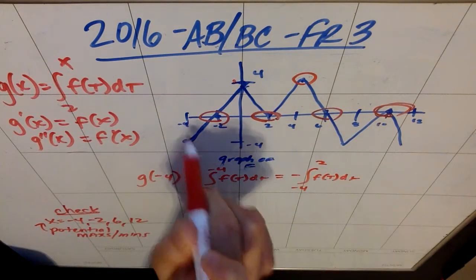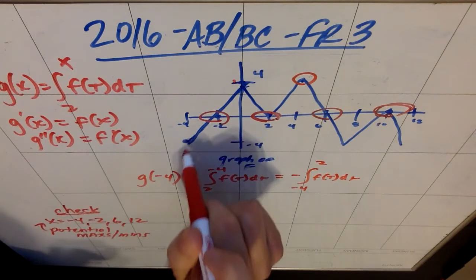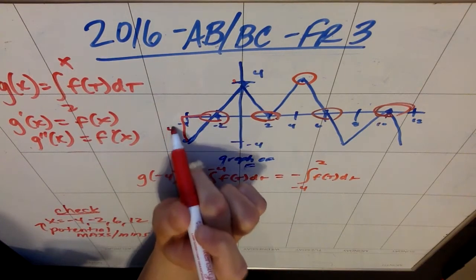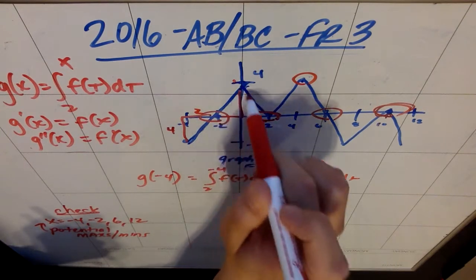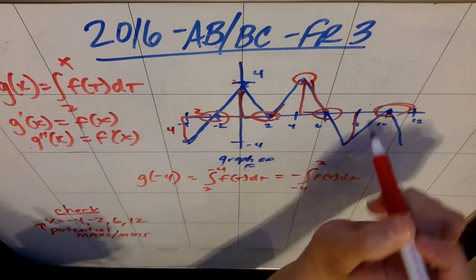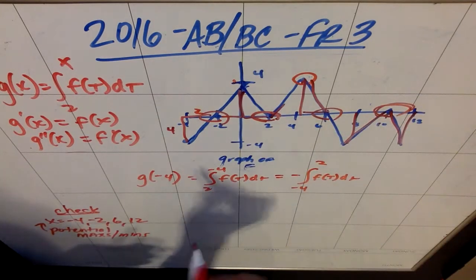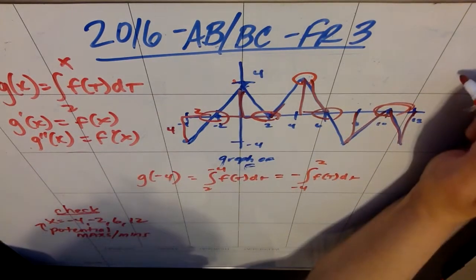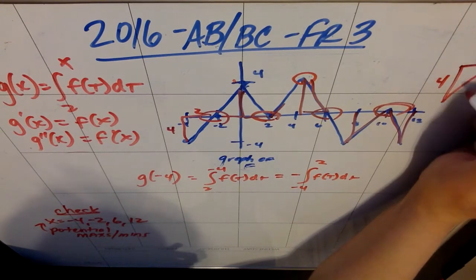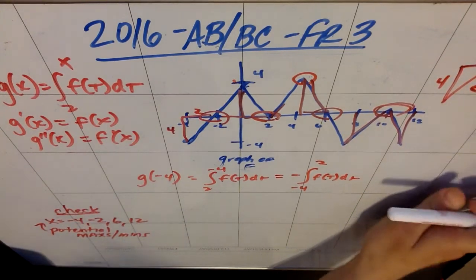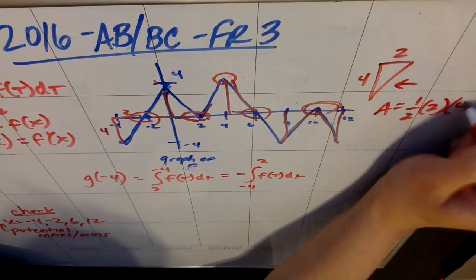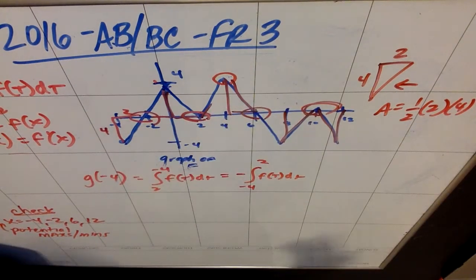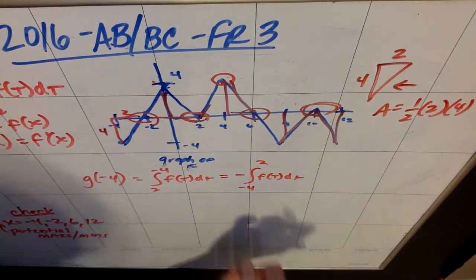The funny thing about the f graph is that it's the same triangle over and over again. This triangle has a height of 4, or in this case negative 4, and a base of 2. All of these triangles are the same shape. Each one, whether above or below the axis, we can ignore the sign for a sec, has an area of 1/2 the base, 2, times the height, 4, so each one is 4 total.